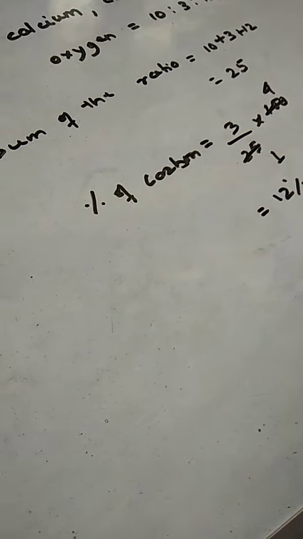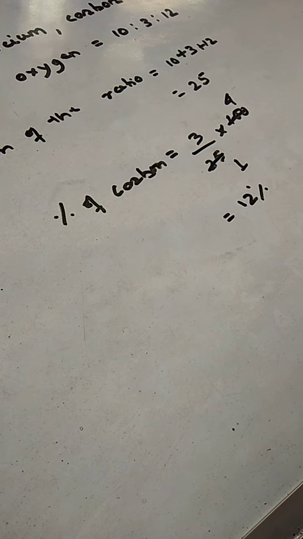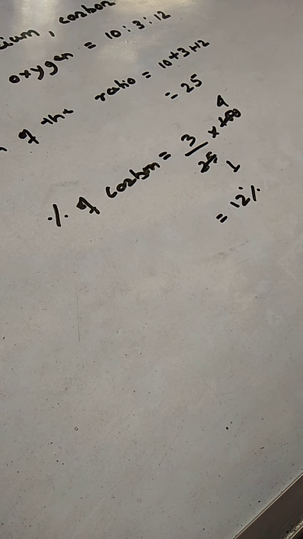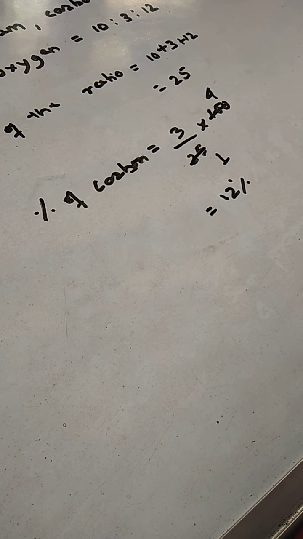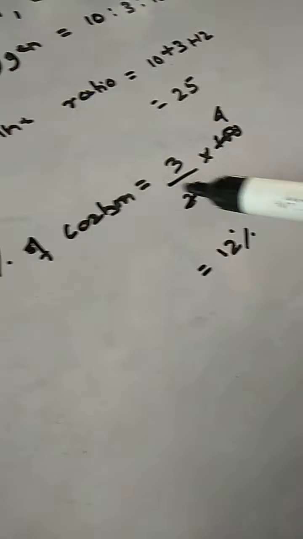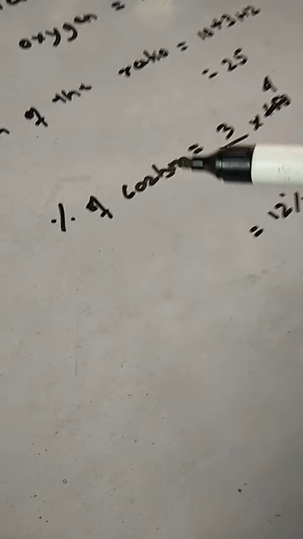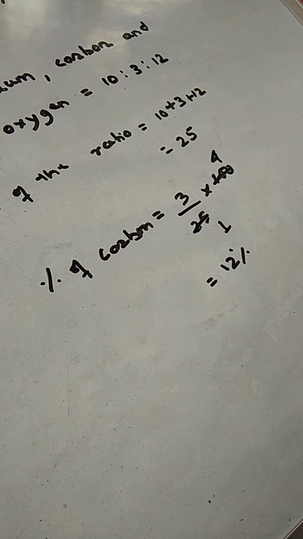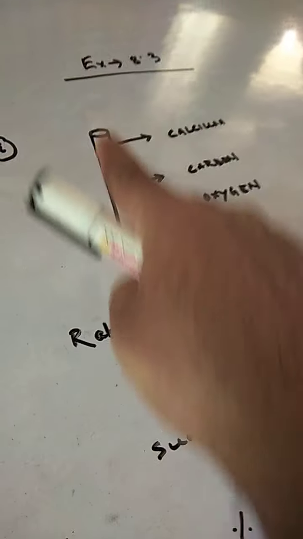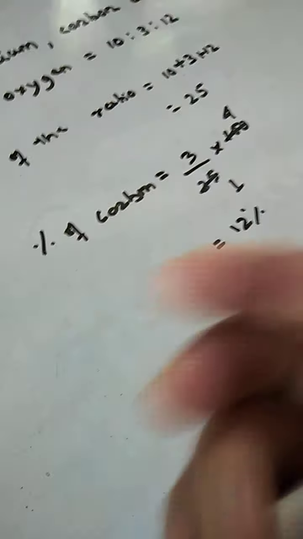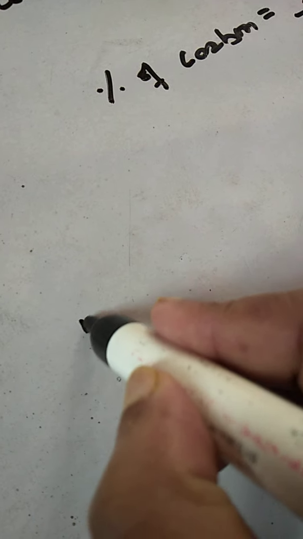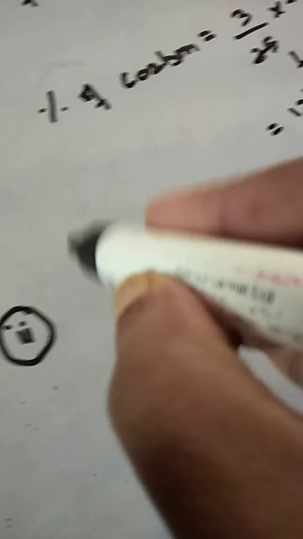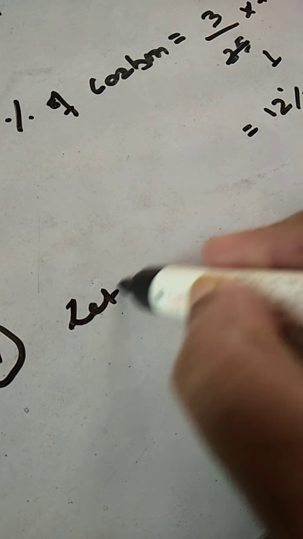And what about sum number 2? If in a stick of chalk carbon is 3 gram, that is, now we know the percentage of carbon and we also know the amount of carbon. Now what is the weight of the chalk? We don't know the weight of the chalk, so we have to get it. So let the weight of the chalk be x.